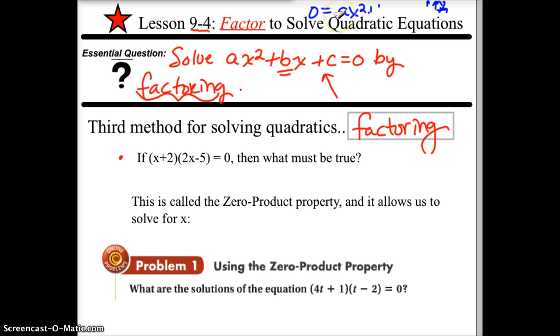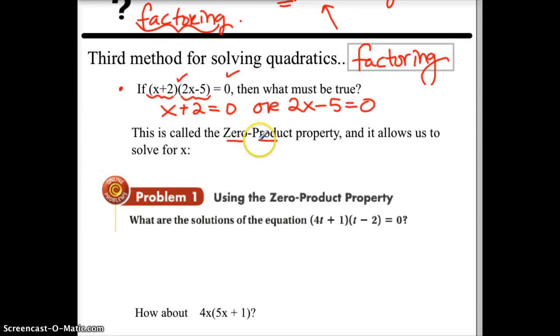So if I have that in reverse, if I have an answer to a multiplication problem equaling 0, well then what must be true? That means that either this piece is 0 or this piece is 0, because we can't get a 0 out if one of the pieces of the product is not 0 itself. So that means that either x plus 2 has to equal 0. If it's not, then 2x minus 5 has to equal 0. If neither one is 0, well then my product can't be 0. 0 must be somewhere in there. This is called the zero product property.